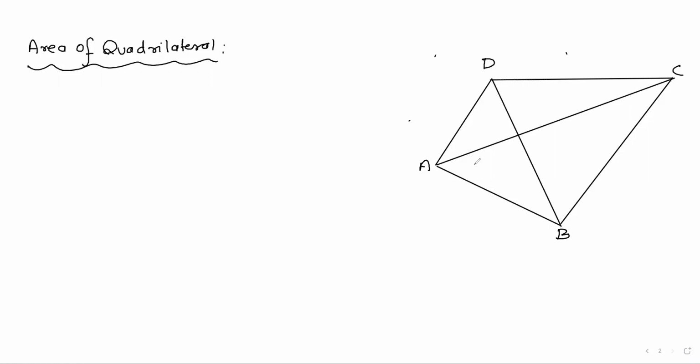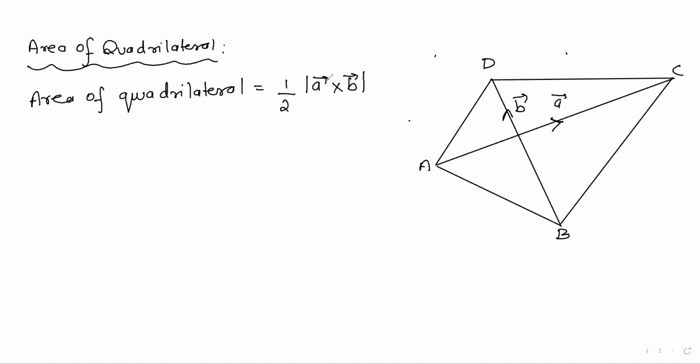So this is a quadrilateral. Suppose this is your vector A and this is your vector B. This is a quadrilateral, diagonals are given. And so the area of quadrilateral is equal to 1 by 2. Again, the same formula. If the diagonals are given and you need to find the area of quadrilateral, then use this formula, 1 by 2 magnitude of A cross B, the same one which you have checked in the parallelogram.